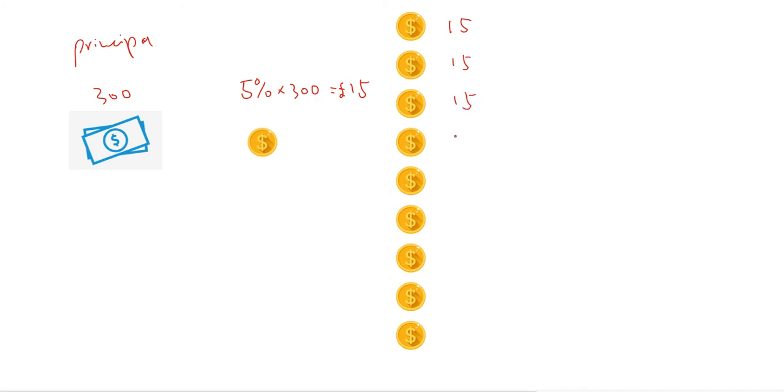£15, £15, £15, £15, £15, £15, £15. All right, we're lucky actually. It's only 10 years. Otherwise, we're going to keep counting. So how many 15s do you have altogether? So yeah, you have 10 times 15. So for every year you have £15. For 10 years you will have an extra 10 times £15 there, right?